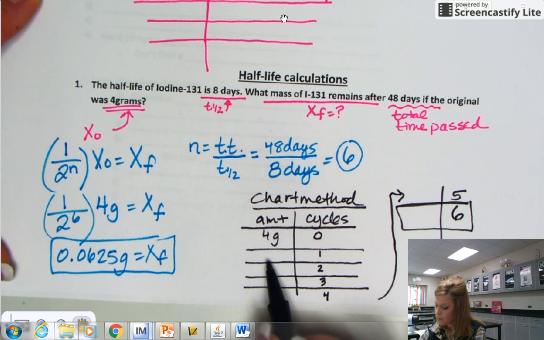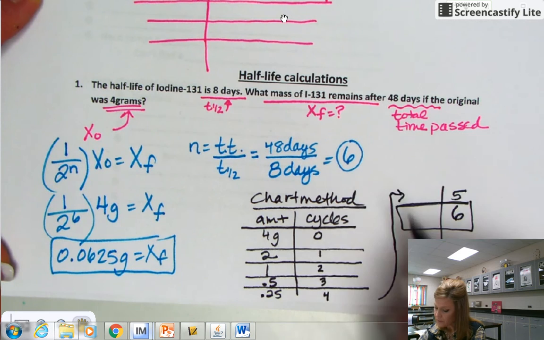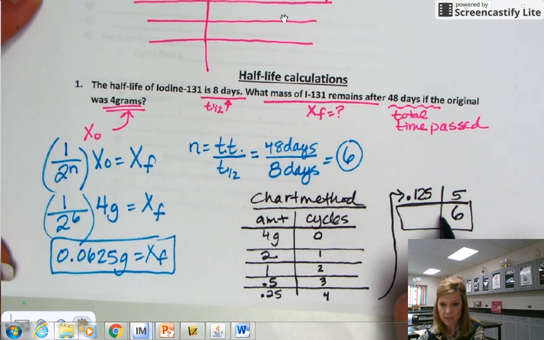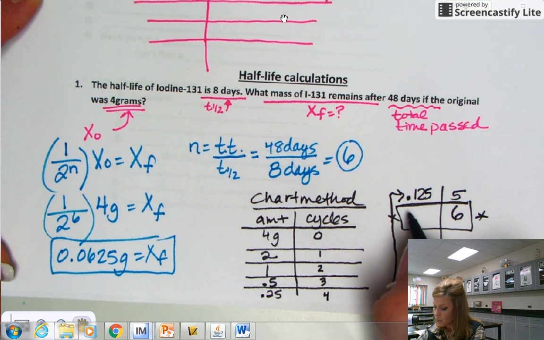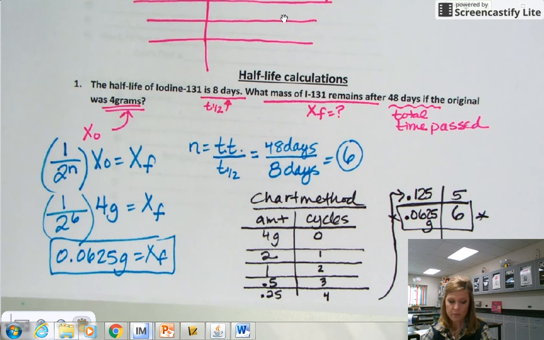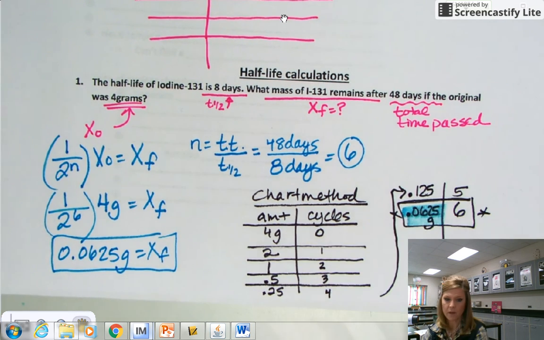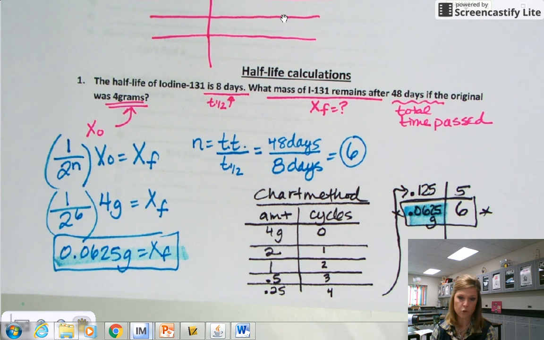So 4 divided by 2 is 2. 2 divided by 2 is 1. 1 divided by 2 is 0.5. 0.5 divided by 2 is 0.25. 0.25 divided by 2 is 0.125. And then here we get to the end, which is our answer. 0.125 divided by 2 is 0.0625. And remember, it's grams. So that will be your final answer on that one. All right. Either way, you get the same answer.